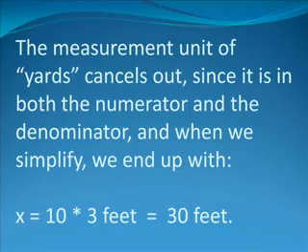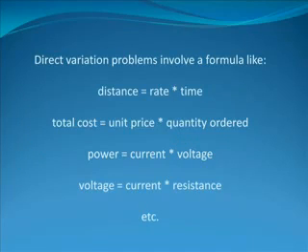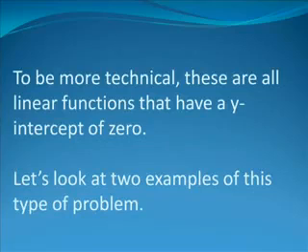Clearly we should go back and check this, but for now we'll overlook that and go on to our next step. Any kind of direct variation problem can be set up as a ratio proportion problem. Direct variation problems involve a formula like distance equals rate times time. Total cost equals unit price times quantity ordered. Power is equal to current times voltage. Voltage is equal to current times resistance, etc. To be more technical, these are all linear functions that have a y-intercept of 0.